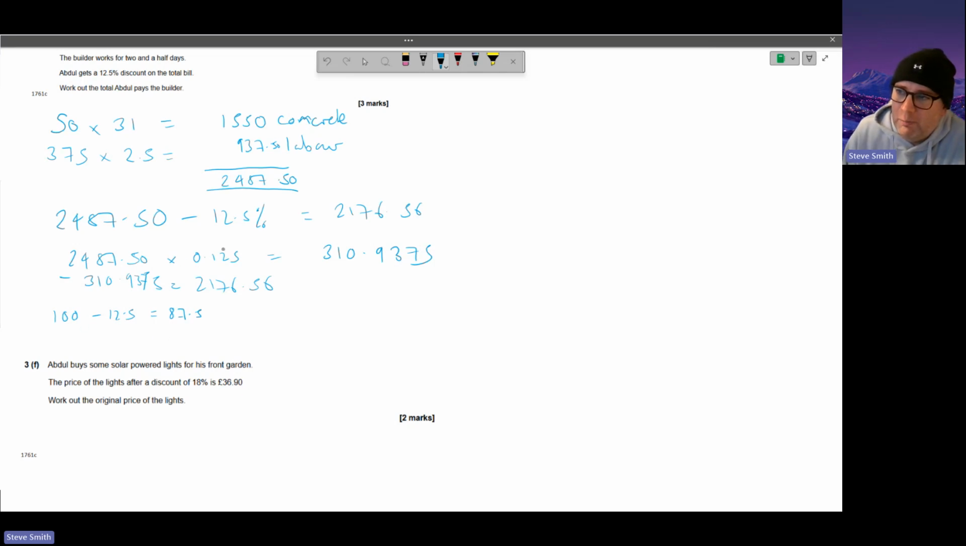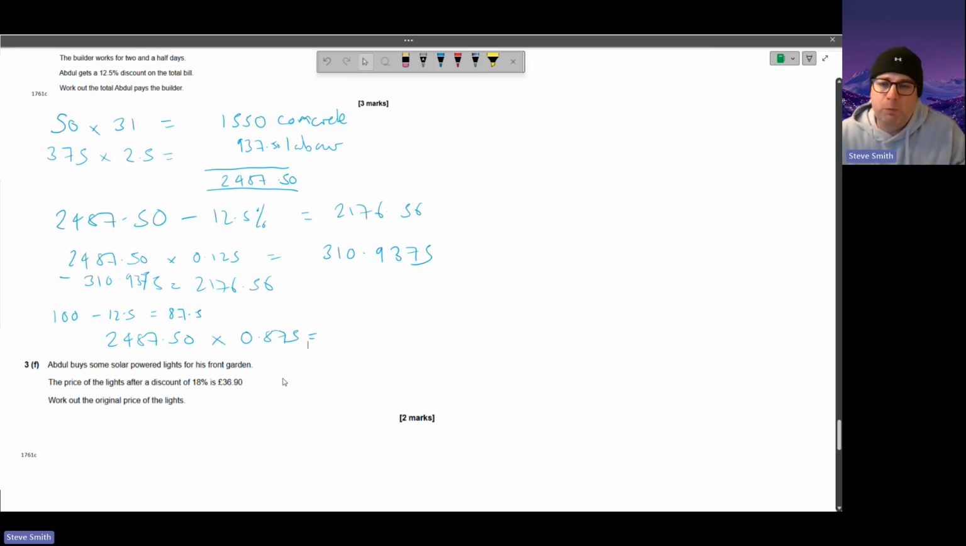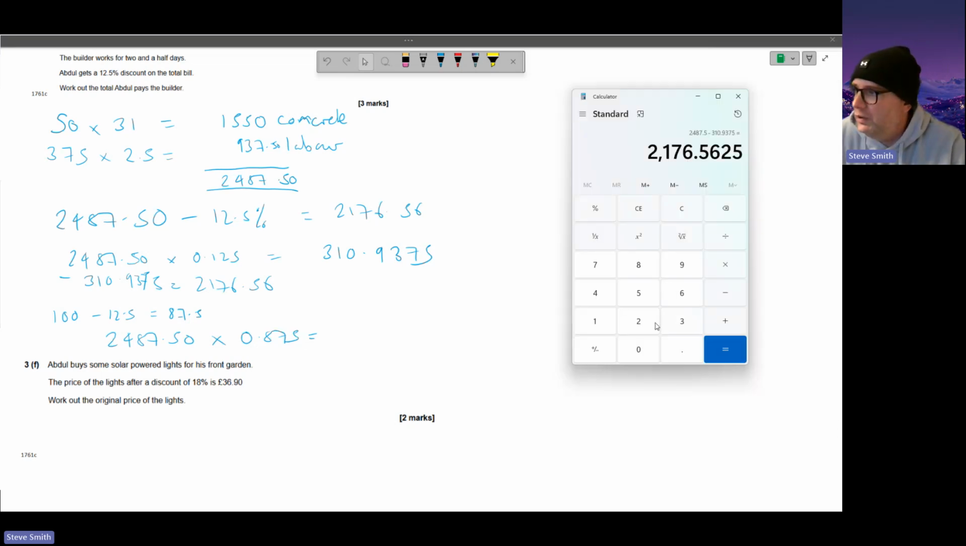We can do exactly the same sum as we've done here. Instead of multiplying by the amount we're taking off, we multiply by the amount we need left. So we've got 2487.50 multiplied by 0.875. And that's what we want left after we've got rid of our discount. It's shrinking our bill by 12.5% and leaving us with 87.5% of what we had in the first place. So 2487.50 multiplied by 0.875 equals, surprise, surprise, the same price.